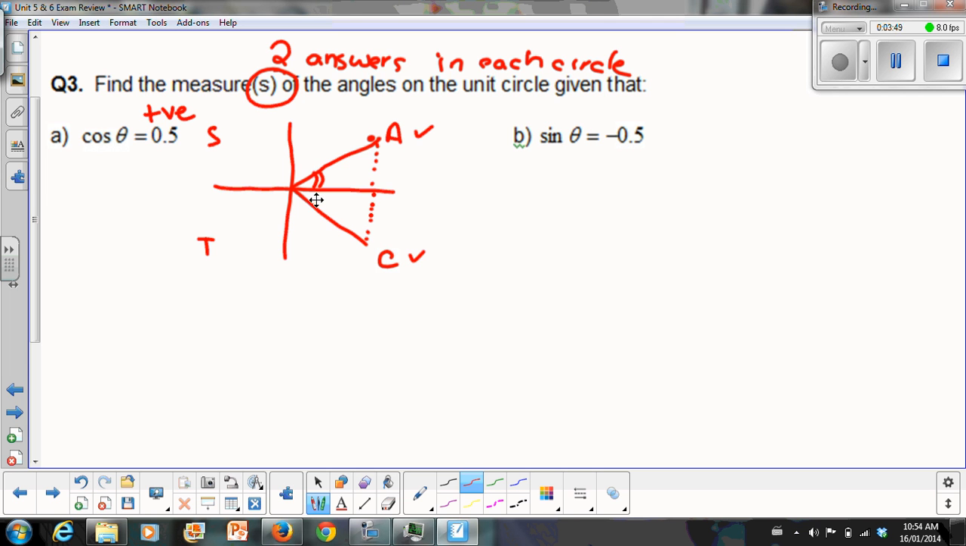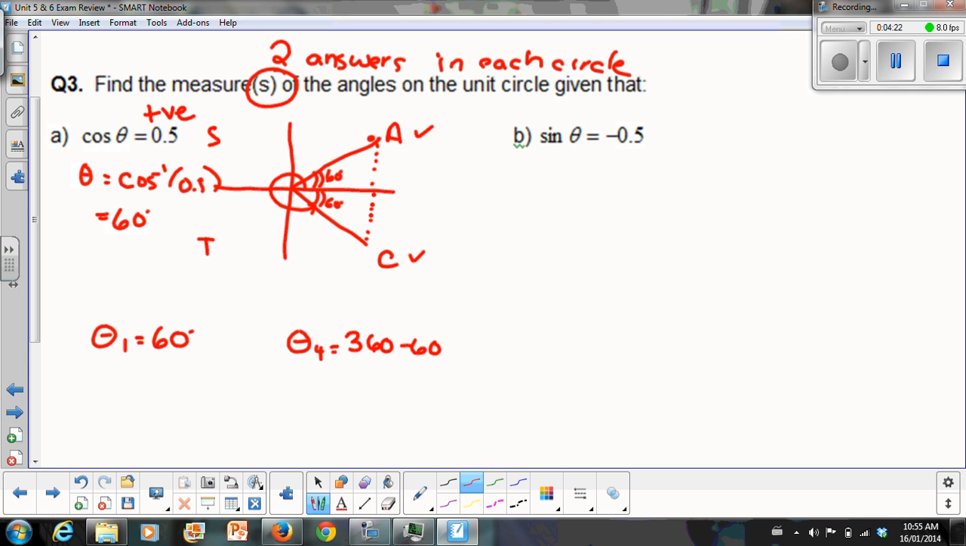Therefore, we have 2 answers, an answer in quadrant 1, so I'll call it theta 1, and an answer in quadrant 4 we can call theta 4. In order to find the value of the angle, we do the cos inverse of 0.5, and that gives us 60 degrees. So our 2 answers are 60 degrees for quadrant 1, and if we have 60 degrees in quadrant 4, it means we rotate around almost to 360. So we do 360 minus 60, which is 300 degrees. And we need both answers to complete this question.